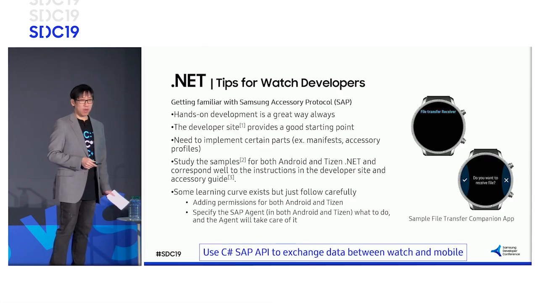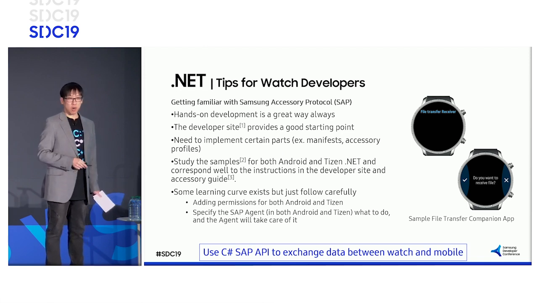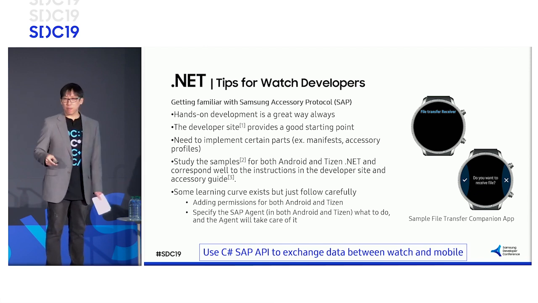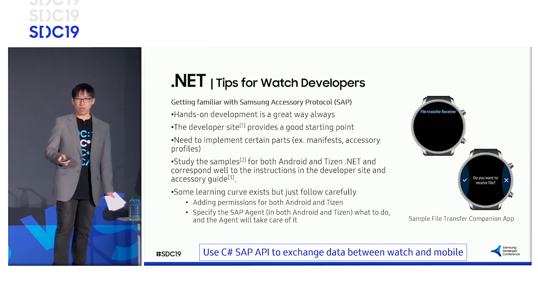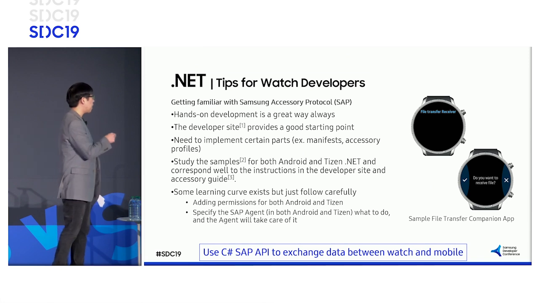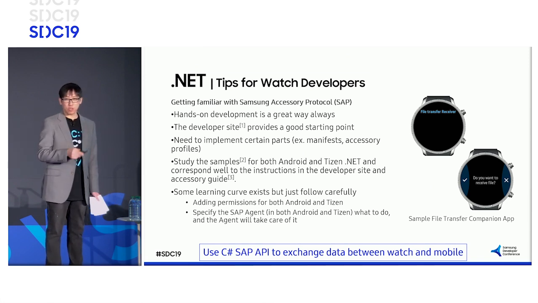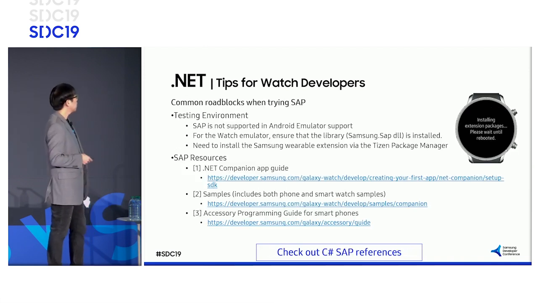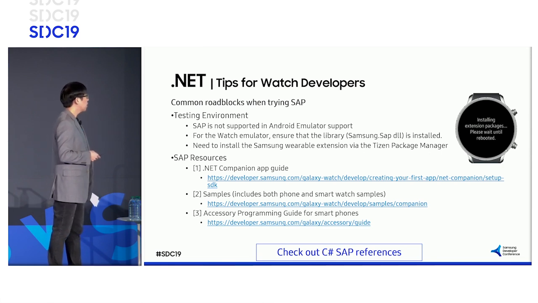The last one is about the SAP API in C#. SAP is the API you need for a companion application to communicate between mobile and watches. We added this C# API some time ago, but there was no chance to tell you about it. If you follow the guidelines on how to use the SAP API, even though it has some learning curve, you can easily create this application. And these are the references.